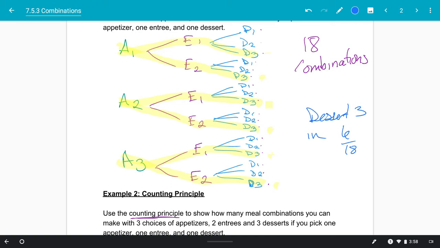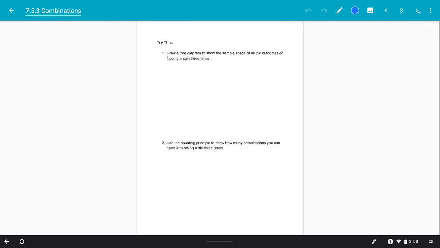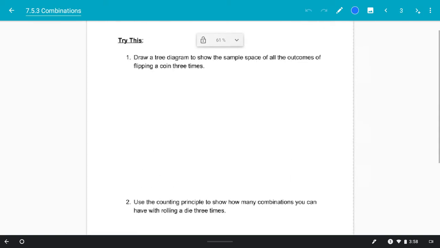1/3 of our options will have dessert 3. So when we see it visually, we can get those probabilities and see it a little bit clearer. Or if I want to just know how many combinations total, that's where I would use the counting principle. All right, so let's do this again.